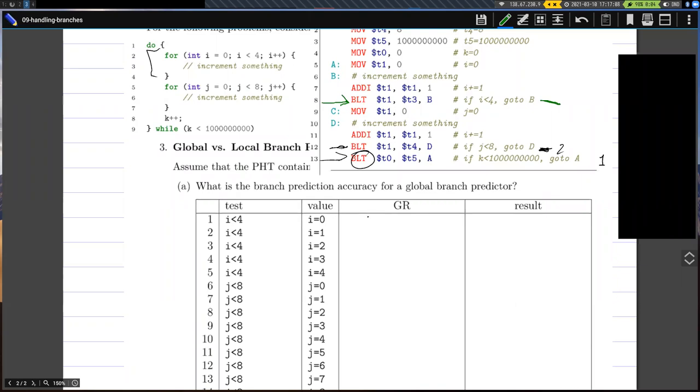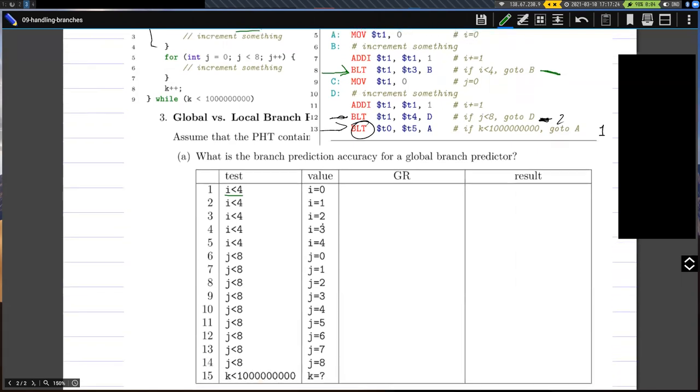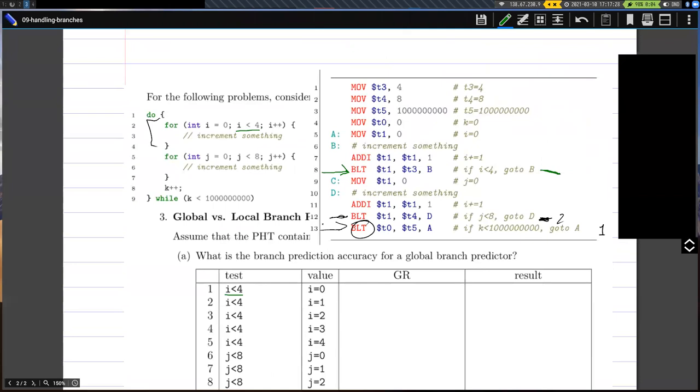Okay, so the first thing to do is the first I less than four check. So this is after the first iteration of this loop. I guess I didn't actually specify. We'll go with five. Let's go with five bits, okay?